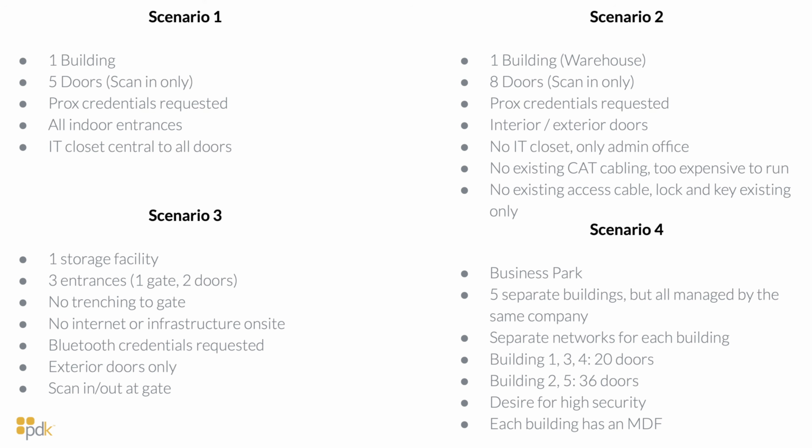All right, scenario 3, we have a storage facility. There are 3 entrances. There's 1 gate and 2 doors. There's no trenching to the gate. That's very important component number 1. There's no internet or infrastructure on site.